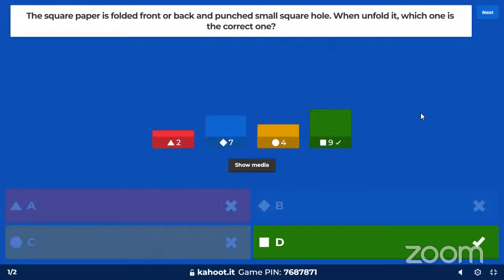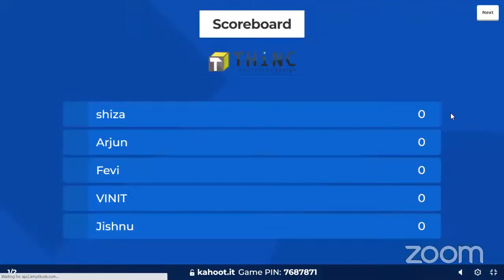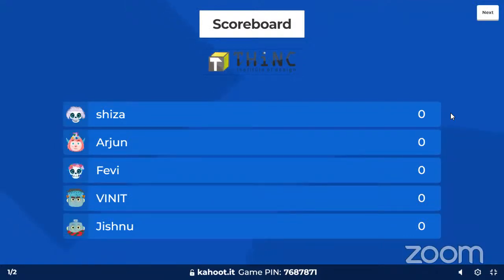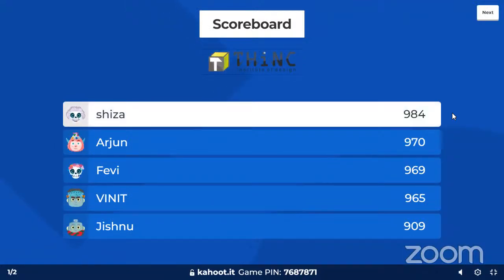And yes, the time will end. You can see D was the correct answer, and 9 among you have answered it correctly. This is how the scorecard looks. The toppers, the top 5, are on the table. This is how that will be visible.